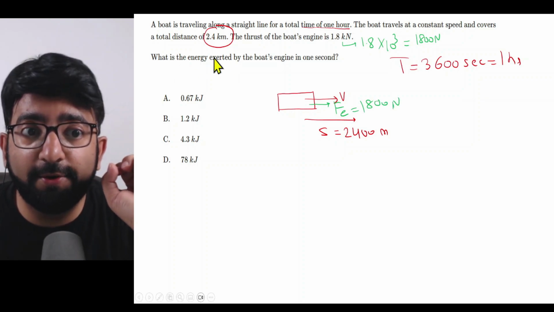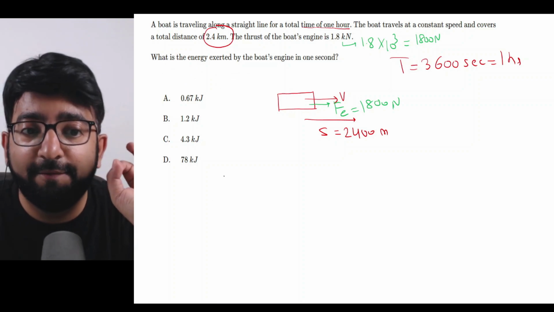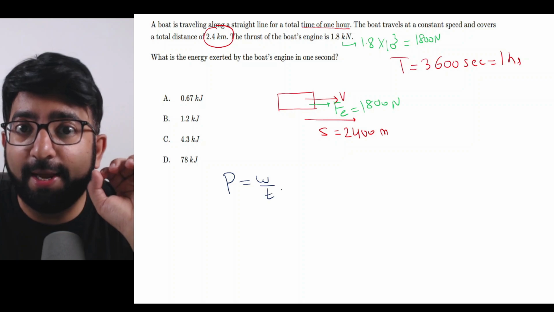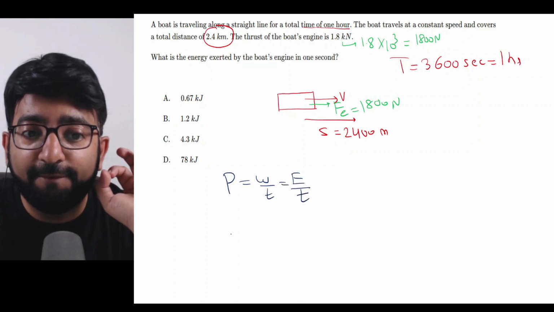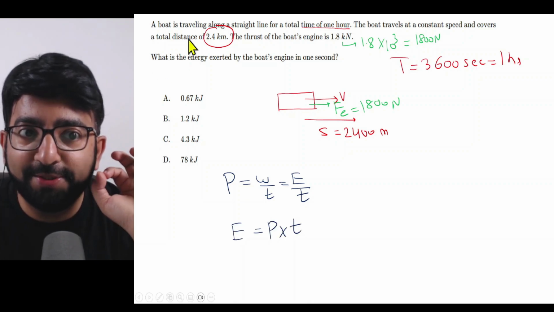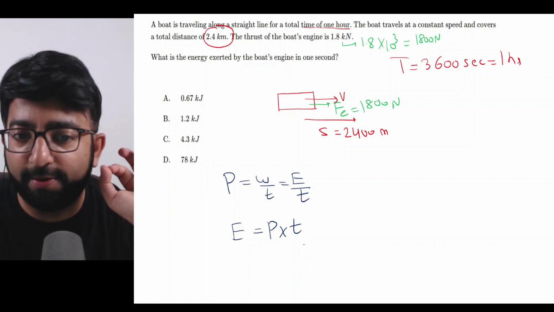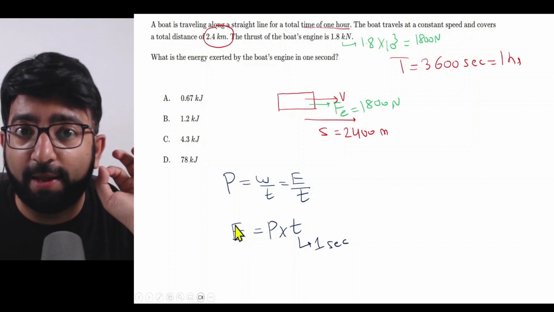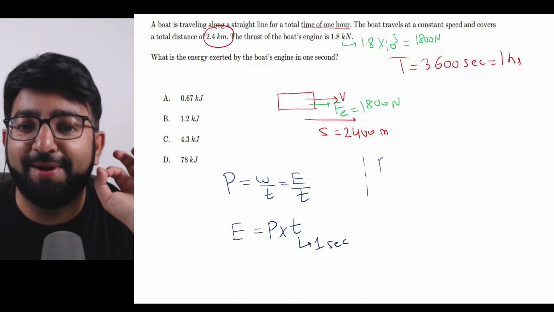Now the question is, we need to figure out the energy exerted by the boat's engine. And how do we do that? We are going to use the power formula. Power is work done per unit time, which is also written as energy divided by time. And if we make energy as the subject, we will get power into time. Now, we need to find the energy exerted in 1 second. So this T value is clearly 1 second, which means we need to identify the value of power. So now let's use the basic formula for power, which is work done per unit time.